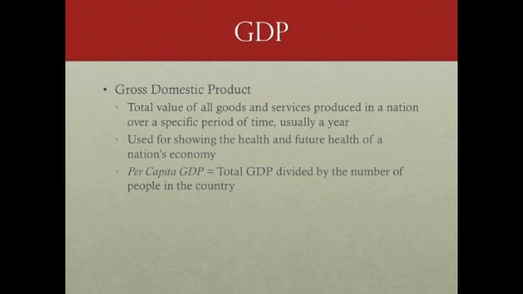Per capita GDP, which is the last little bullet on the slide, is the total GDP divided by the number of people in the country. So basically what you do is you take the total GDP, divide it by how many people you have, and that gives you a per capita or per person GDP. They use per capita GDP, along with gross domestic product itself, to measure how well an economy is doing also.